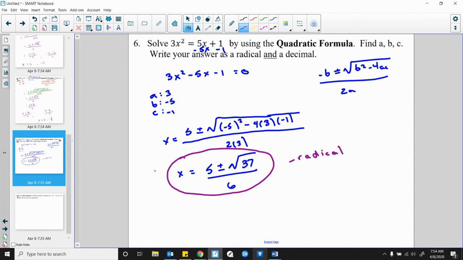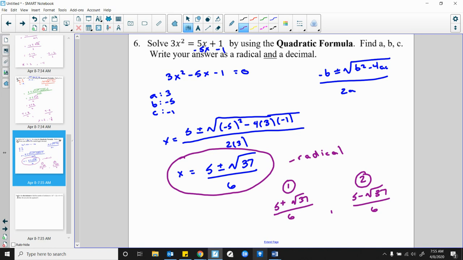And then we need our decimal answer. So you're going to do case 1, which is 5 plus square root of 37 over 6. And then you're going to have case 2, which is 5 minus square root of 37 over 6. Okay? And remember, on this one, I said to do something a little bit different. I said to calculate the top, then divide by 6.